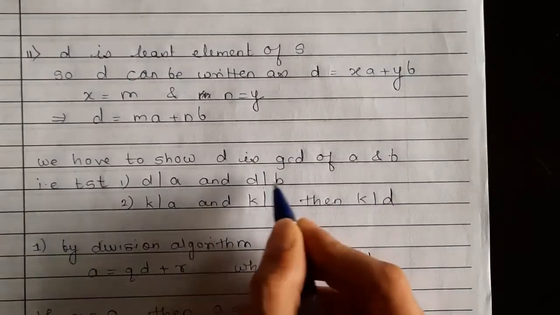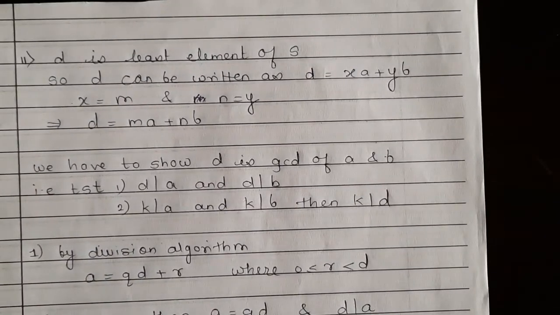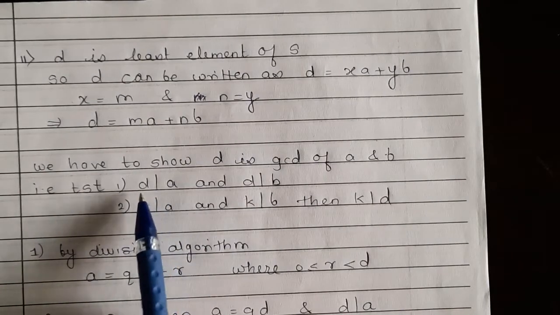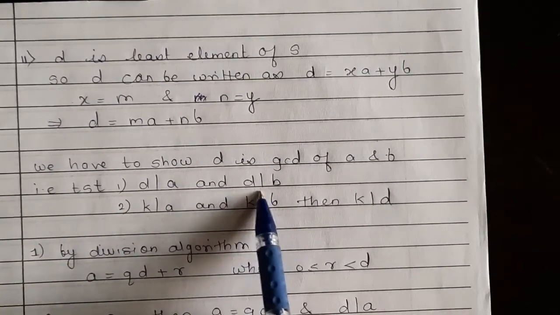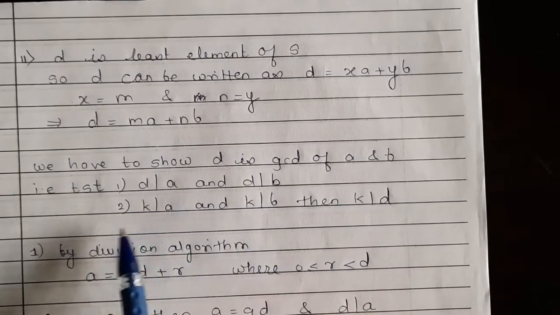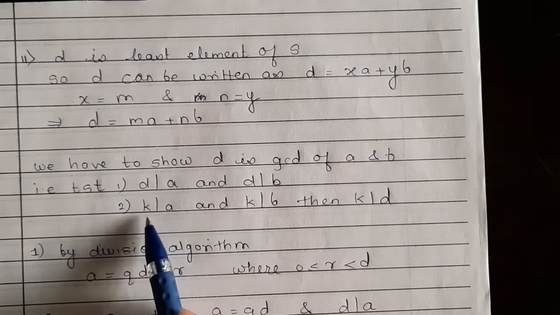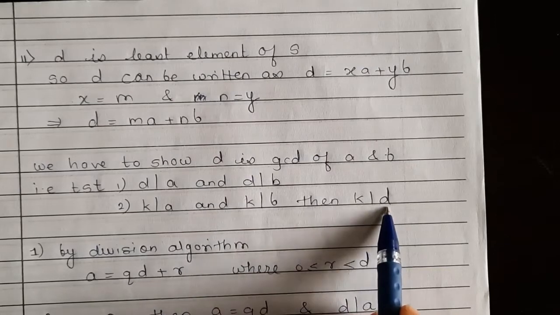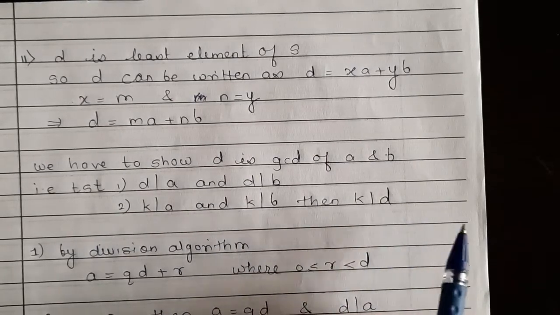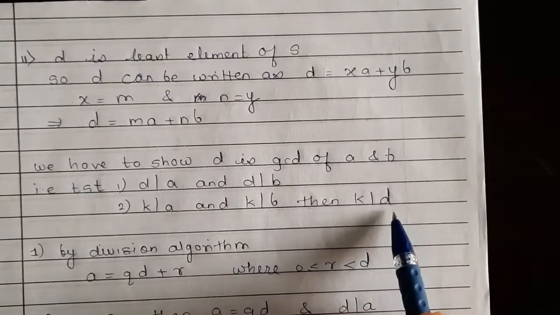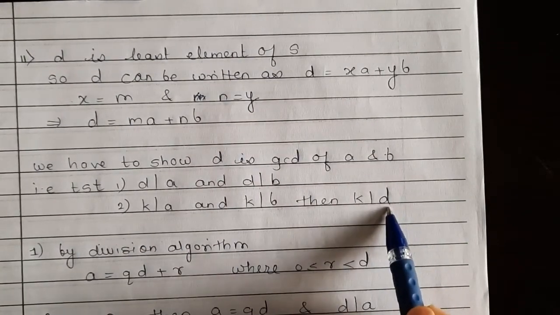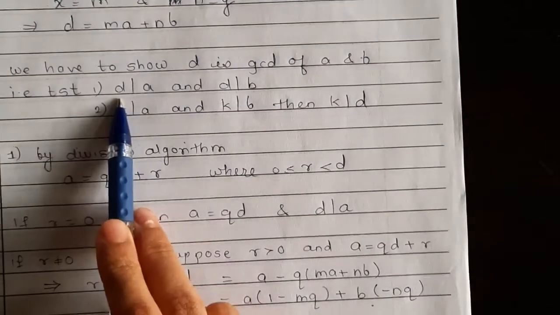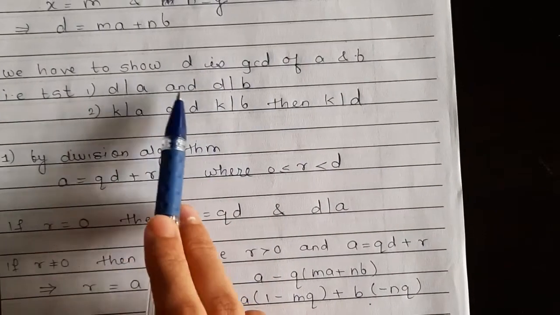Okay, so what is GCD? Just now we saw the definition. In the first case, we show D divides A and D divides B. In step 2, K divides A and K divides B, then K divides D, because D is our GCD. So if I take two numbers, then this element also divides K. In the first case, this can be shown by the division algorithm.